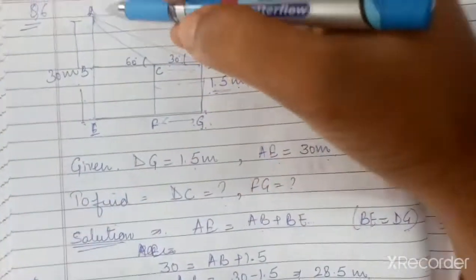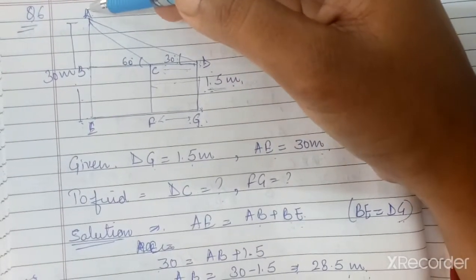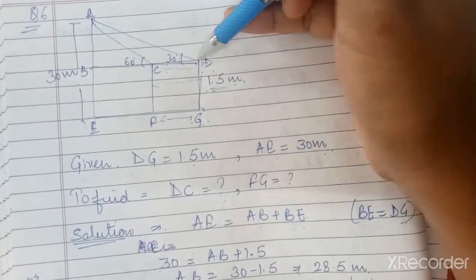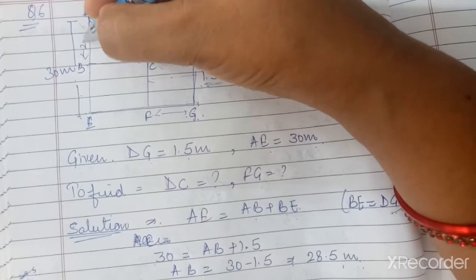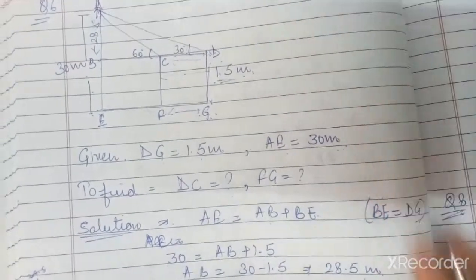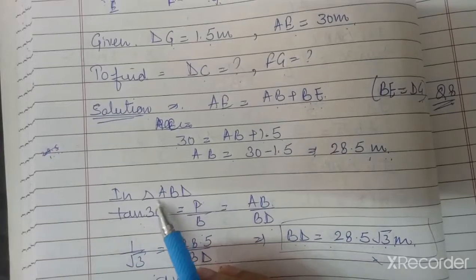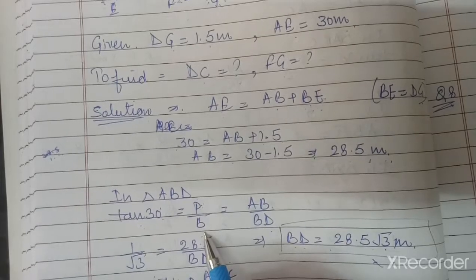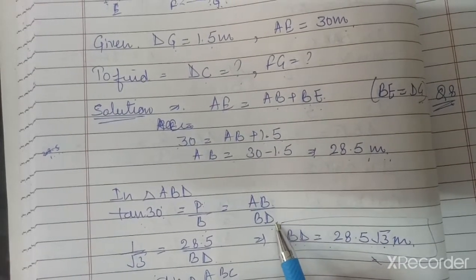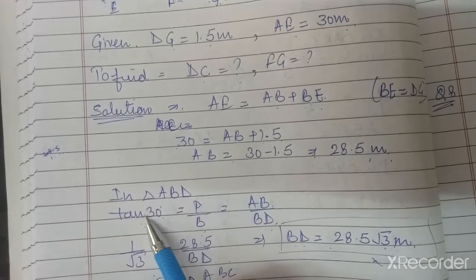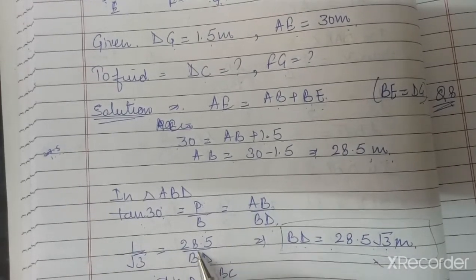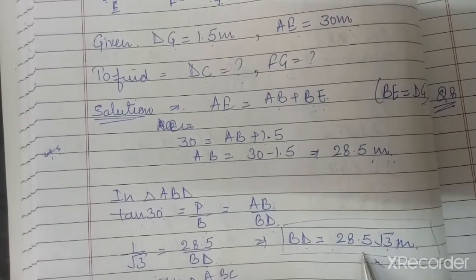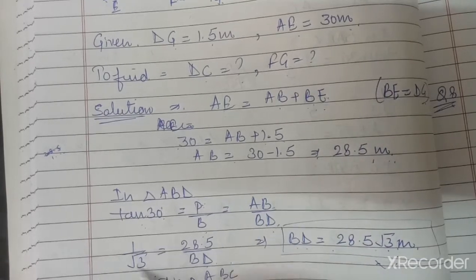Now if we see the figure, first of all we will take the triangle ABD. Here this side is equal to 28.5 meter. In the triangle ABD, tan 30, here the angle is 30 degree, perpendicular upon base. The perpendicular is AB upon BD. Let me put down the values. Tan 30 is 1 by root 3, AB is 28.5. We will find the value of BD. The value of BD is 28.5 root 3 after solving this.